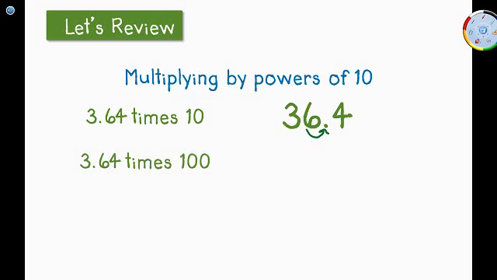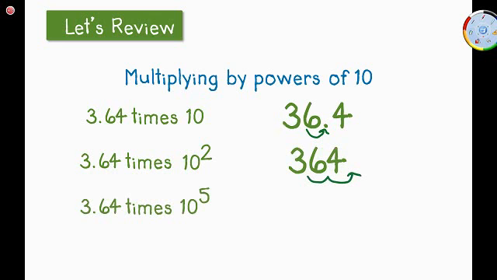Now what if I do 3.64 times 100? Well, 100 has two zeros, so we can rewrite this as an exponent, 10 to the power of 2. It means 10 times 10, which gives us 100. So if we were to do 3.64 times 10 squared, or 10 to the power of 2, we'd be moving that decimal 2 positions to the right, to behind the 4, and we end up with 364.